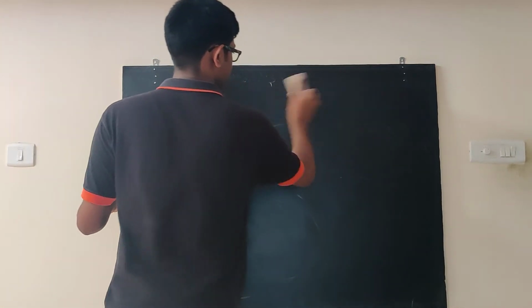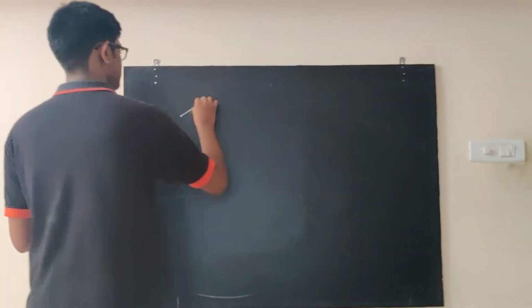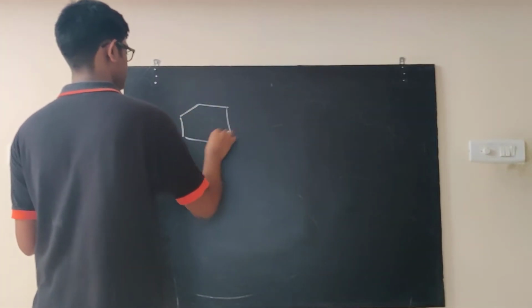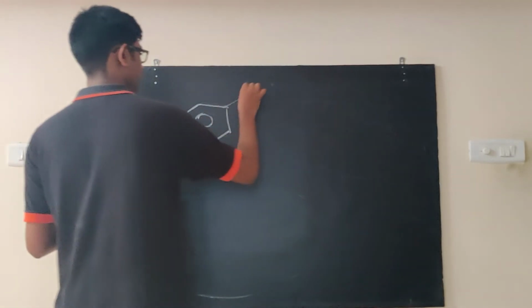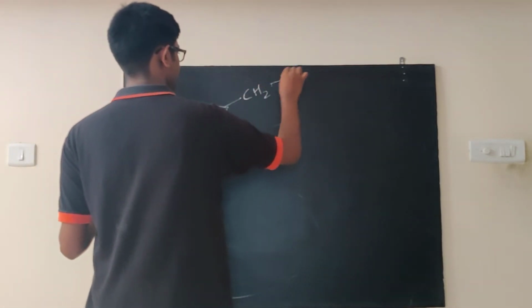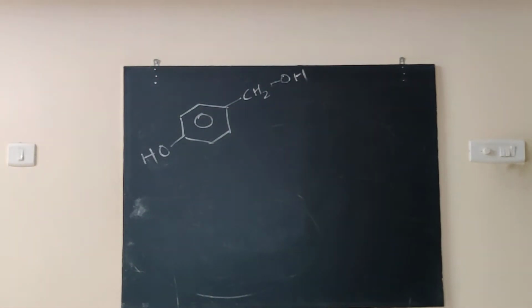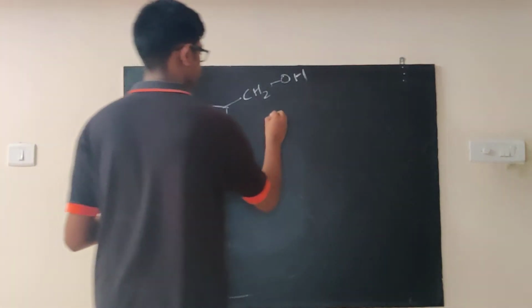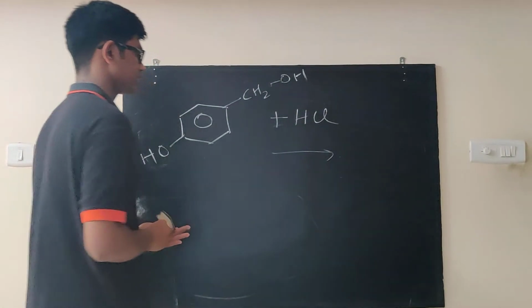Okay, so now we have the next question, the third question, which is an interesting one. If I'm not wrong, you have a benzene ring with OH and a CH2OH. Let me just check if that was the question. Yeah, plus HCl. What's your product? So this is another thing.